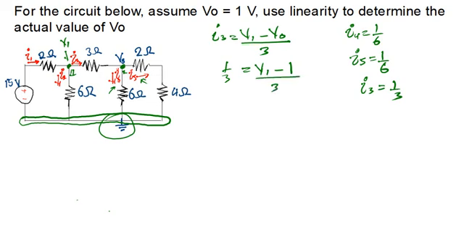So what you're going to find is that your V1 will be equal to 2. When you do the cross multiplication, the 3 goes, then the 1 goes on the other side and becomes positive, meaning we have a 2. So V1 is equal to 2 volts.